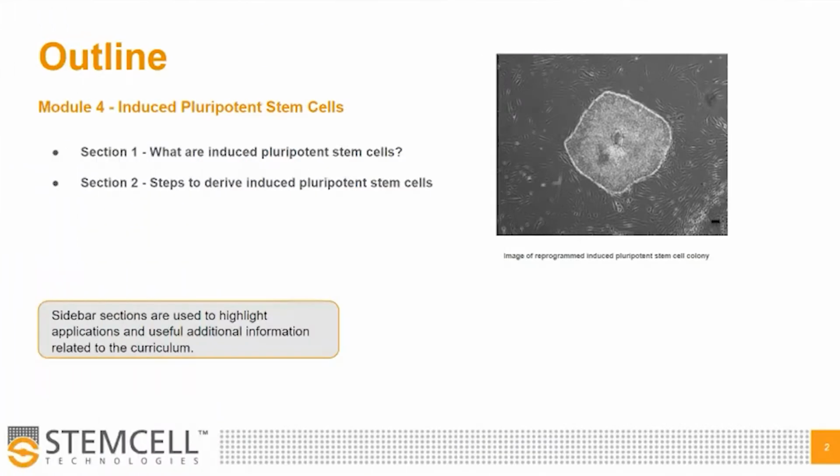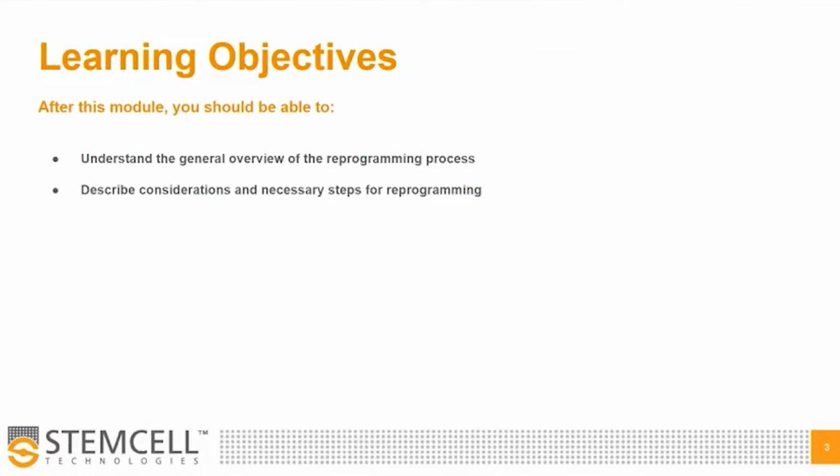This module contains two sections. Section 1, what are induced pluripotent stem cells? And Section 2, steps to derive induced pluripotent stem cells. Sidebar sections are used to highlight applications and useful additional information related to the curriculum. After this module, you should be able to understand the general overview of the reprogramming process and describe considerations and necessary steps for reprogramming.